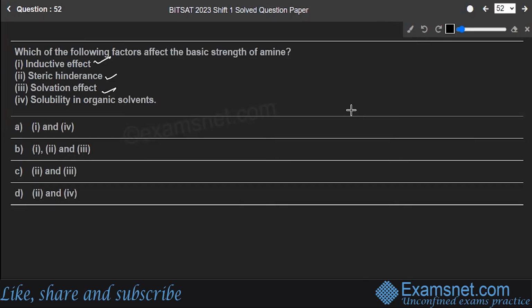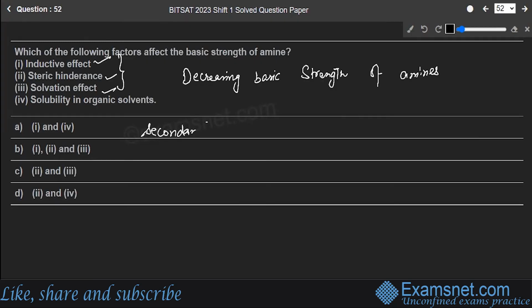So based on the combined effect of all these, if I write down the decreasing basic strength of amines, it is given by: first of all, you have the secondary amines, they are having the highest strength, then the tertiary, and the primary ones have the least. This is the order we observe in the aqueous solution. Secondary amines are the strongest ones.